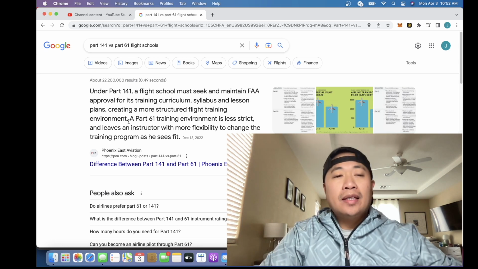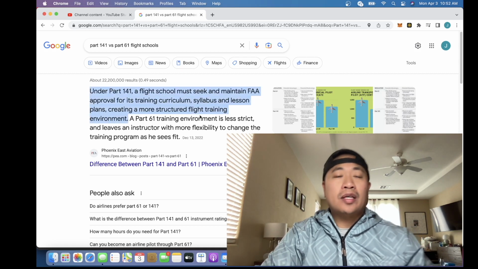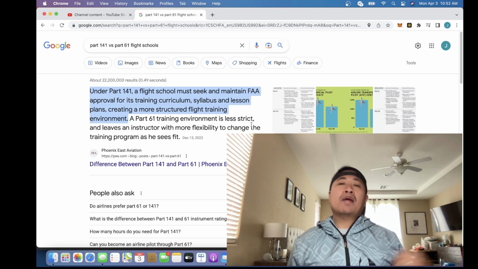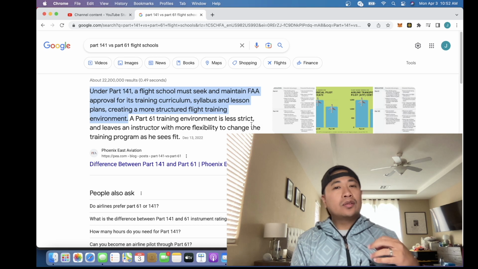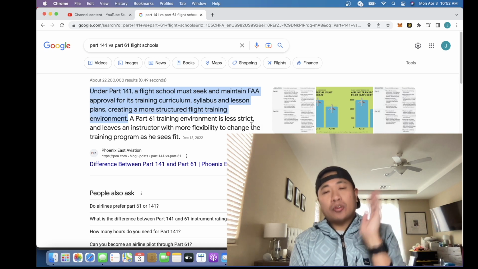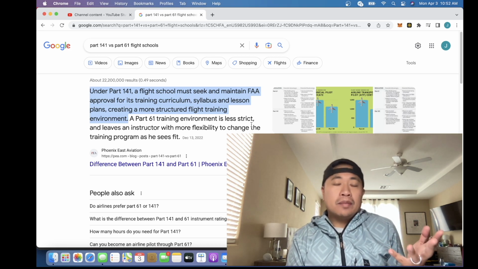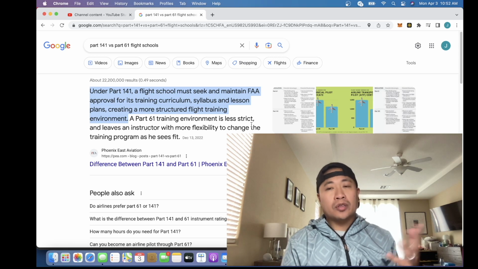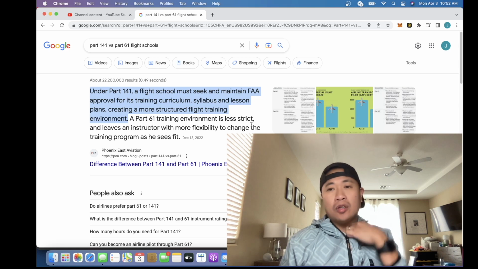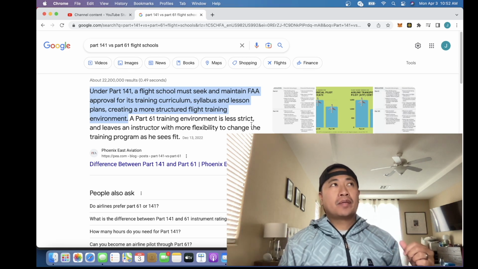So the best way to describe a 141 in layman's terms is, it's a school. It's literally school. Think about when you went to grade school, middle school, high school, college. It's structured, right? I don't want to say it's typically 9 to 5, but it's a typical school-type course. It's all planned out. You go to classes and you go back home. Your flight training is all within the same school.